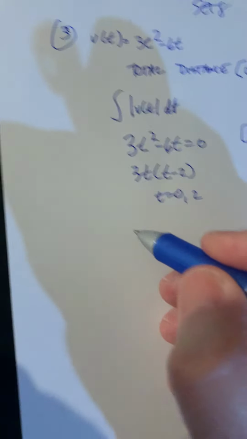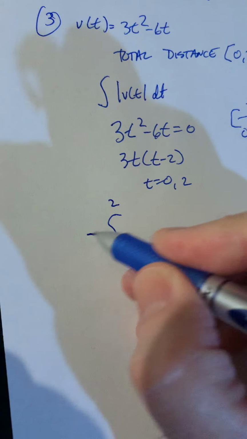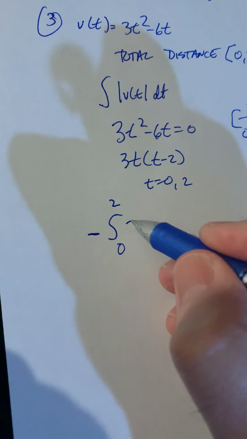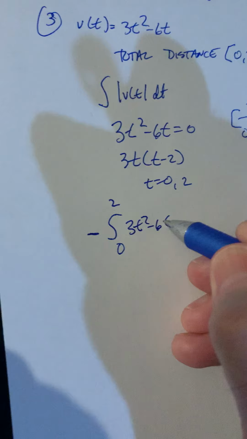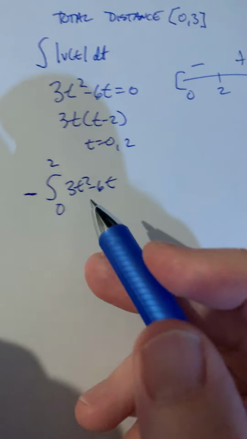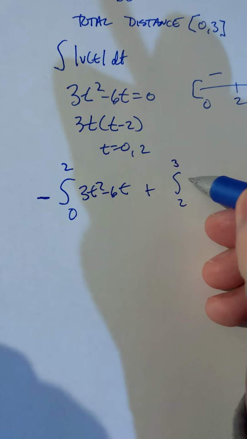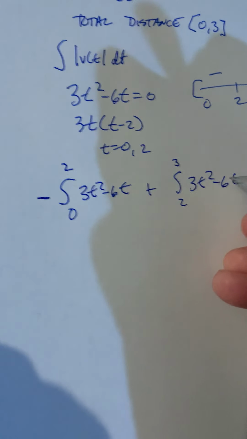So now, when I integrate, I'm just going to integrate from 0 to 2, because I know that's when the velocity is negative. So I'm going to take that 3t squared minus 6t and integrate it, and then I'm going to make it opposite, because that's going to take that negative number and make it positive. And then I'm going to add to that the integral from 2 to 3 of the 3t squared minus 6t.